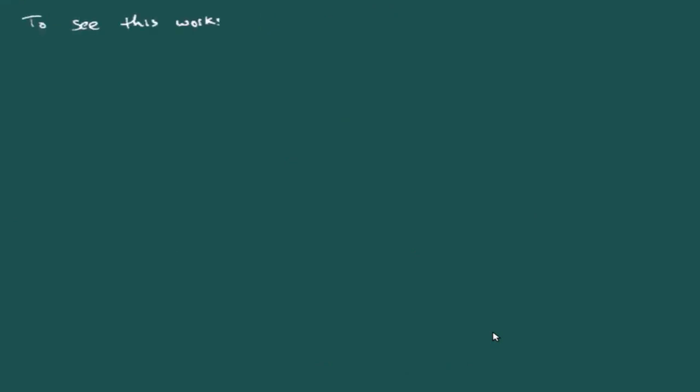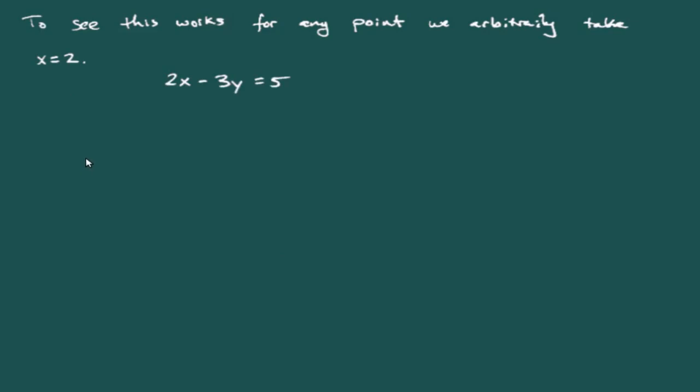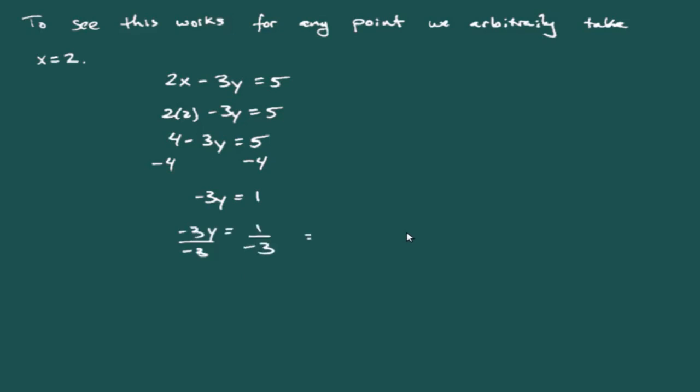And so if we want to see, does this work arbitrarily? Well, we can just pick an x value. So if we make x 2, for instance, we plug that 2 in and solve for y to generate a solution. So 2 times 2 gives us 4, minus 3y is equal to 5. We subtract 4 from both sides, which gives us -3y is equal to 1. Divide both sides by -3, and we get y is -1/3. So our ordered pair solution is going to be (2, -1/3).